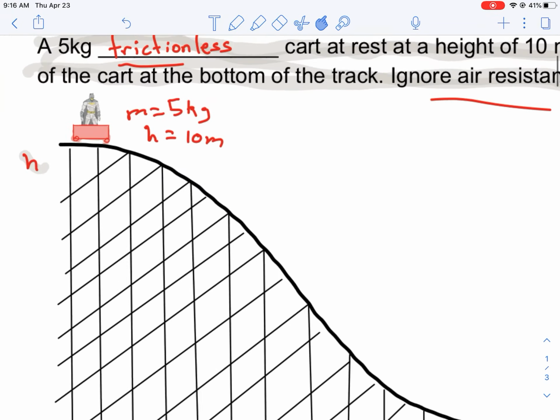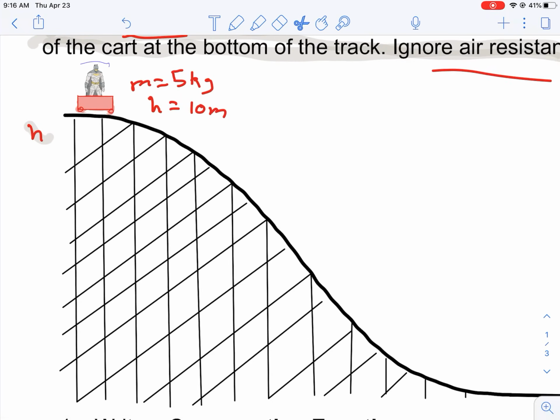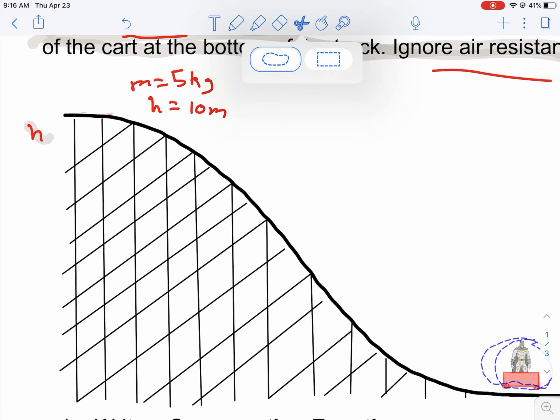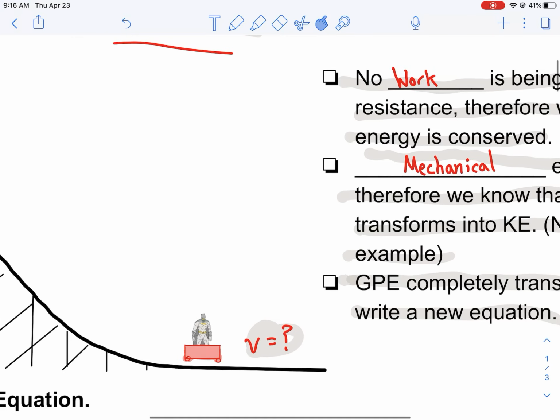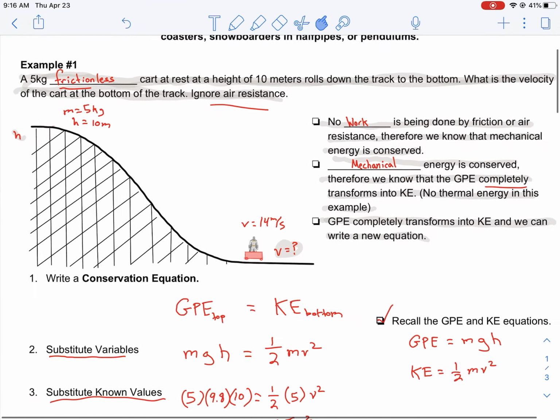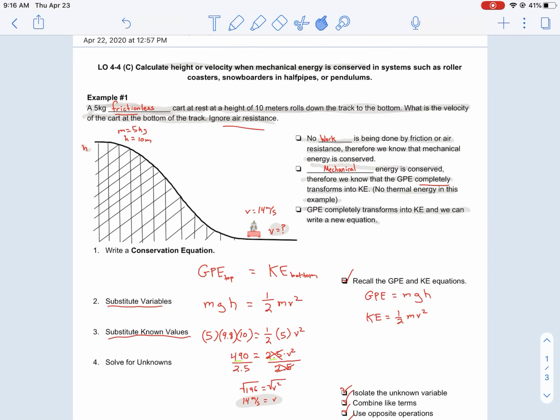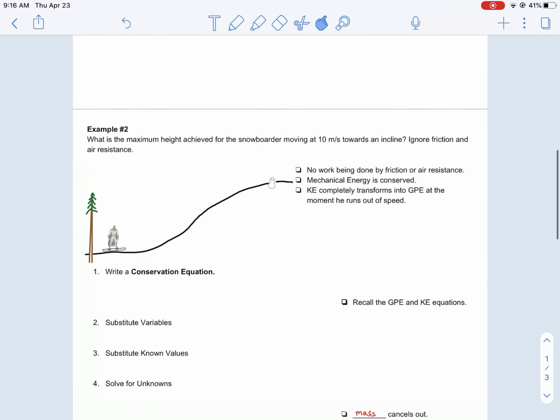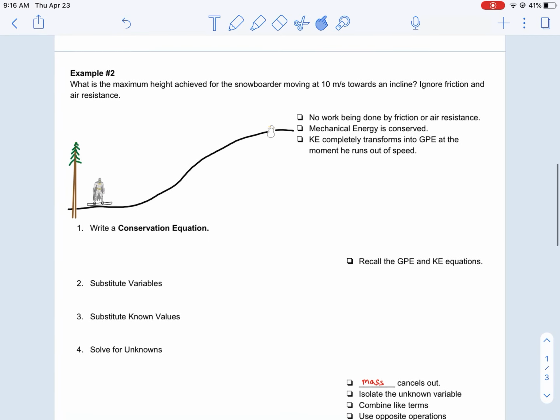So that means that Batman, let me try this one more time. There we go. Batman's going to start up here at a height of 10 meters, and he's going to roll down, and by the time he gets to the bottom, he's going to have a velocity, v equals 14 meters per second, because energy is conserved. Cool. So that's how you do that. Let's do another example.